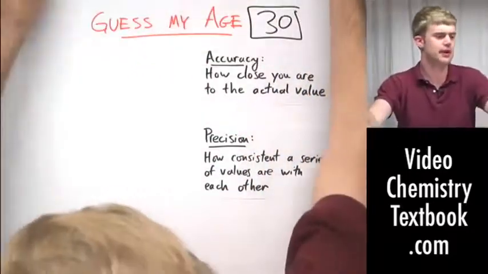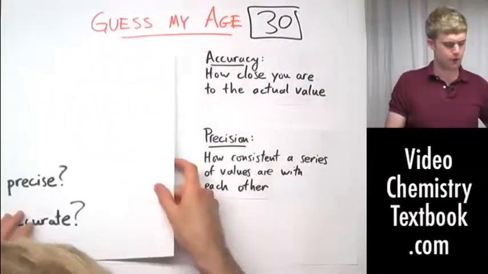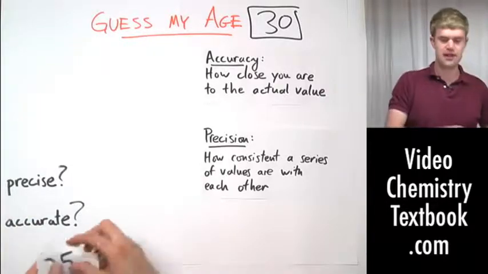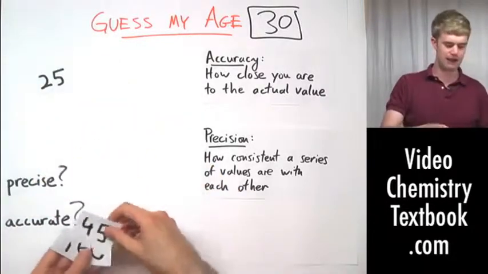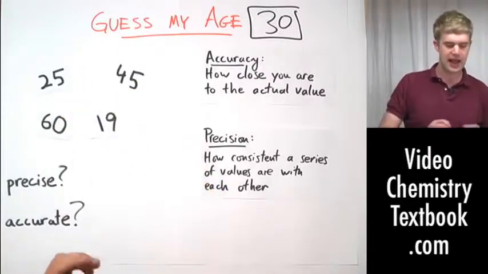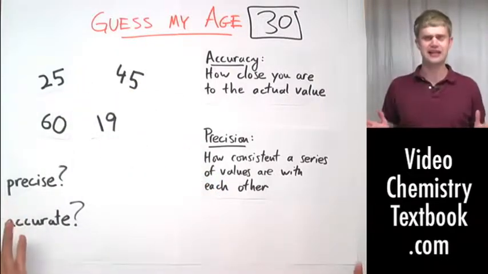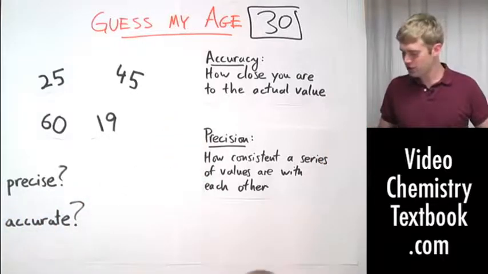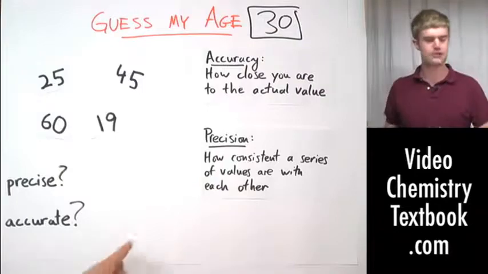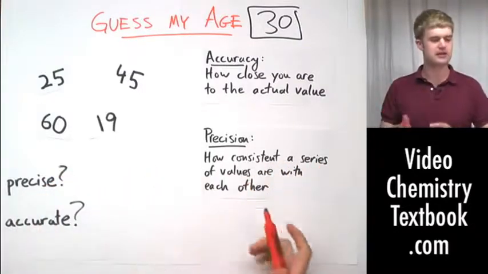Let's look at another example here. Another 4 people come and play Guess My Age, and here are the guesses that they make. One person says he's 25, another says he's 45, another says he's 60, and another says he's 19. Let's look at these definitions again. All right. Are these answers precise? Are they close together? Are they consistent?